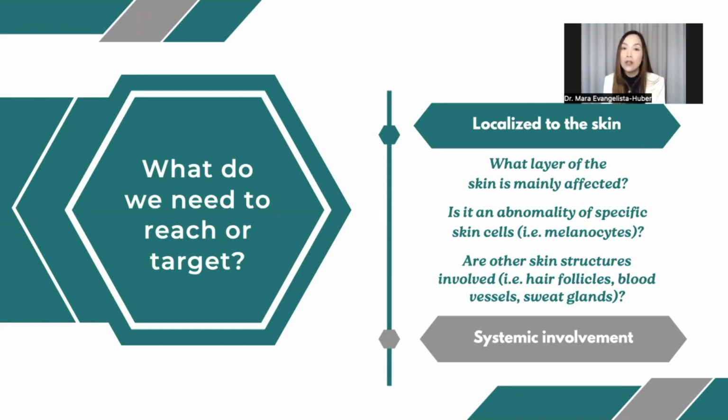For example, hair follicles or blood vessels, or are there specific skin cells that are responsible for the condition? For example, melanocytes. On the other hand, there are also skin conditions that have systemic involvement.